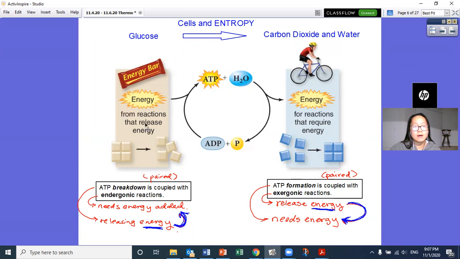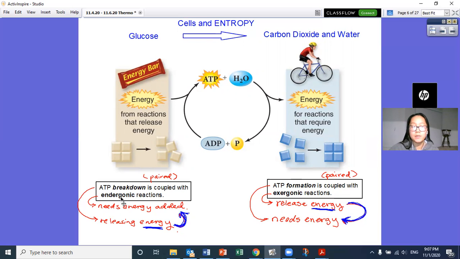So you're going to be breaking down these big molecules from sugar and starches inside of an energy bar, and that's going to produce energy for you to use for actions. Okay, so ATP formation over here is coupled with exergonic reactions. And again, exergonic, remember, means to release energy. And that released energy is going to be added into the reaction of ATP formation, which requires energy. So you can't actually make ATP unless you have some sort of energy source. And you can't do an endergonic reaction without having an energy source.